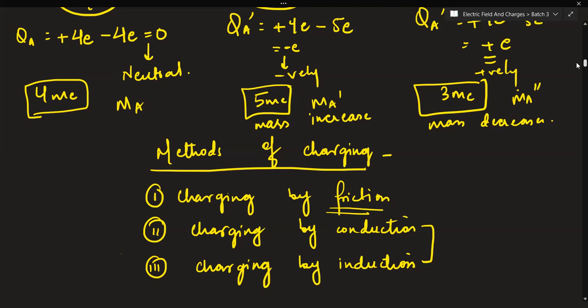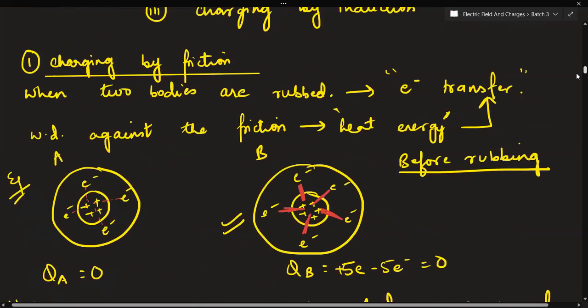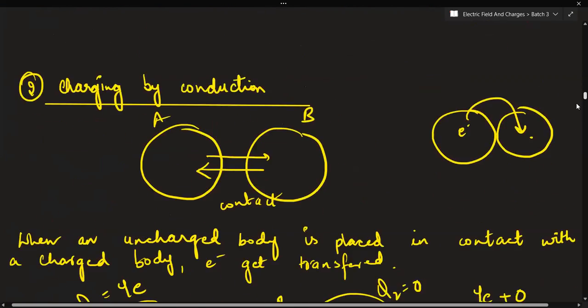This is charging by conduction and that was charging by friction. The difference lies in frictional force. In charging by friction, both bodies are moved, meaning motion occurs. In charging by conduction, you don't rub the bodies, you just place them in contact with each other.